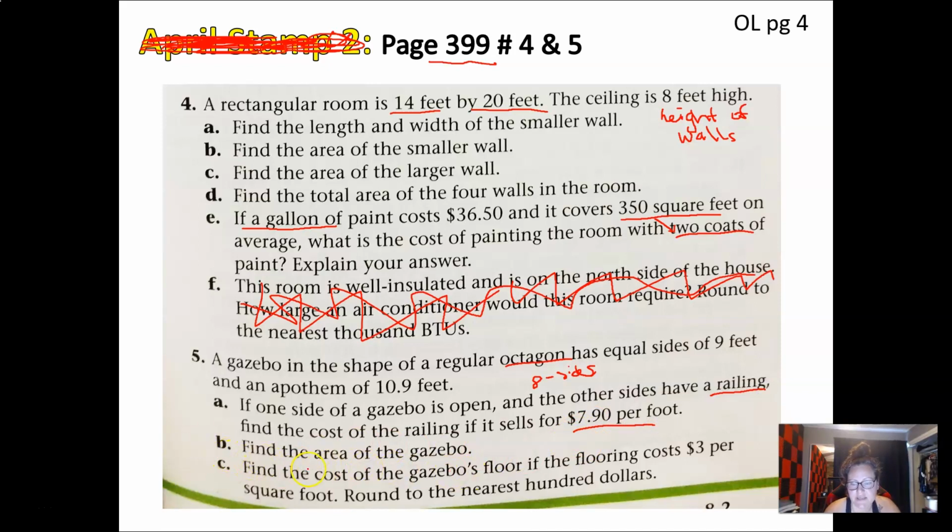So that's just like the second part of the second example. And then find the cost of the gazebo's floor if flooring costs $3 per square foot. So once you find the area, basically to find the cost of anything, once you have the area, you just multiply it by the cost per square foot.